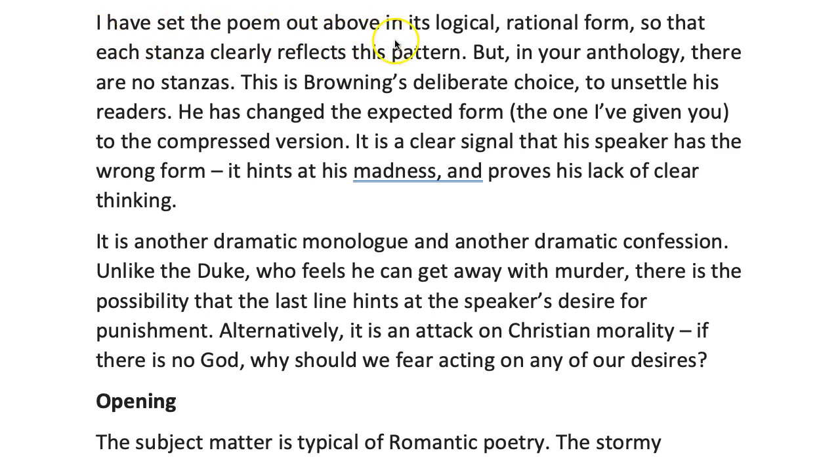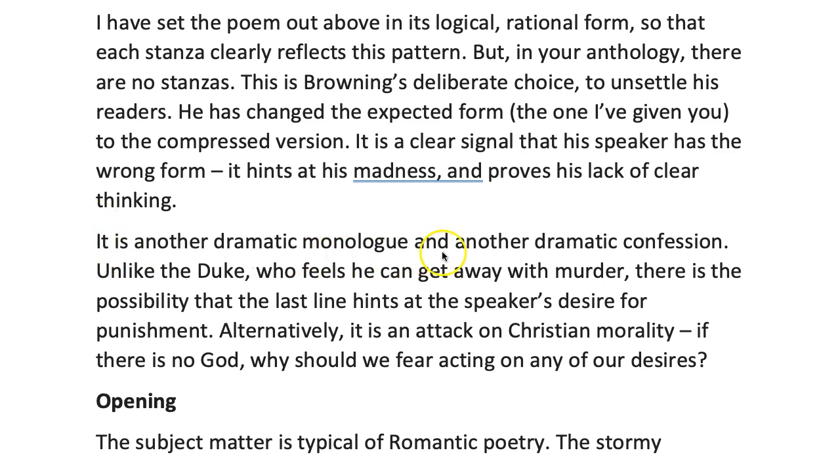I've set the poem out above in its logical rational form so that each stanza clearly reflects this pattern. But in your anthology, just the way Browning published it, there are no stanzas. And this is Browning's deliberate choice to unsettle his readers. He has changed the expected form, the one I've given you, to the compressed version. It's a clear signal that his speaker has the wrong form. It hints at his madness and proves his lack of clear thinking.